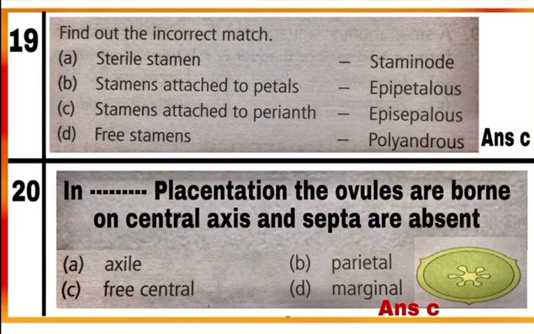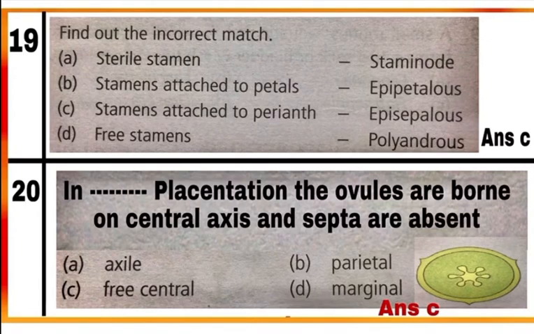Question 19. Find out the incorrect match. Point A, sterile stamen is called staminode. This is the correct match. B. Stamens attached to petals. This condition is called epipetalous. This is also the correct match.